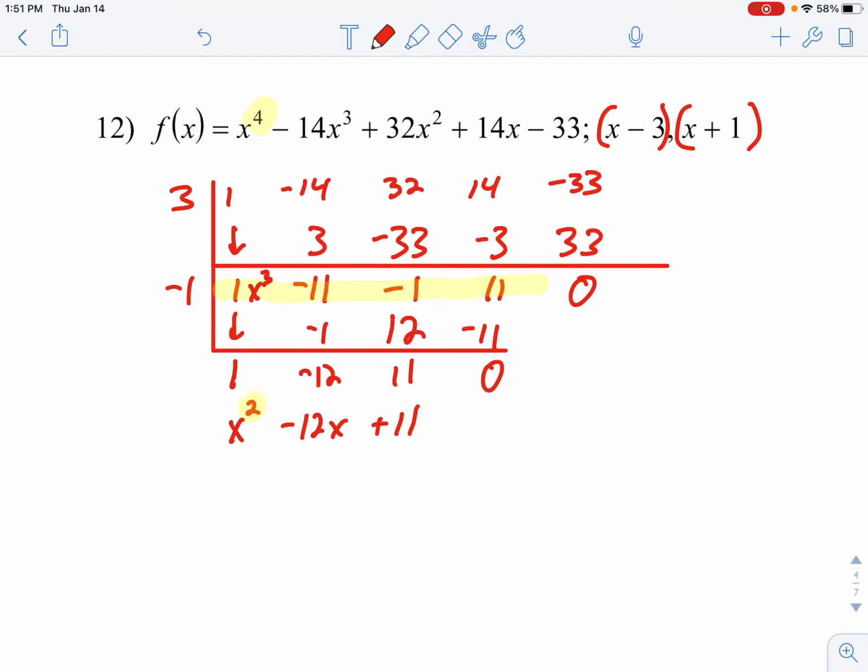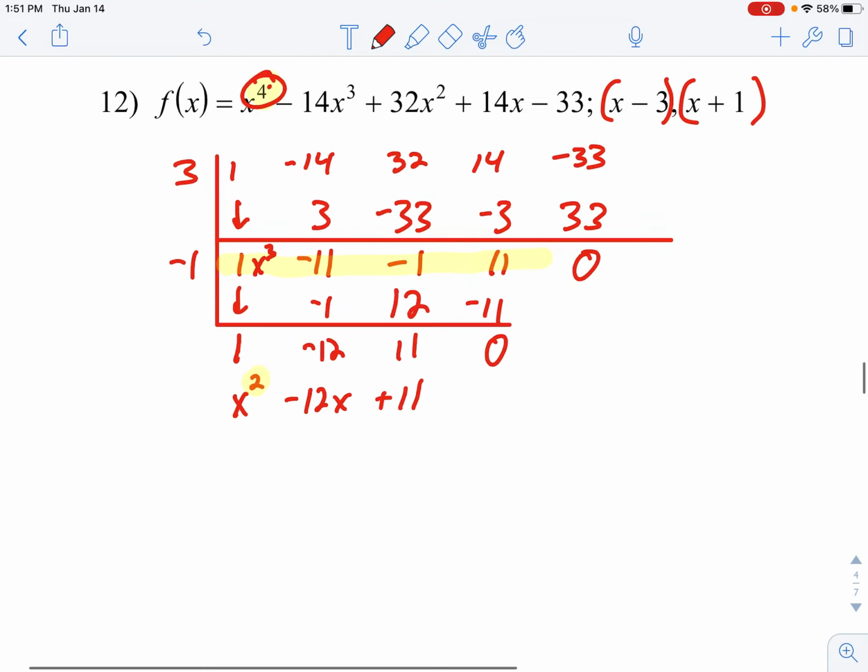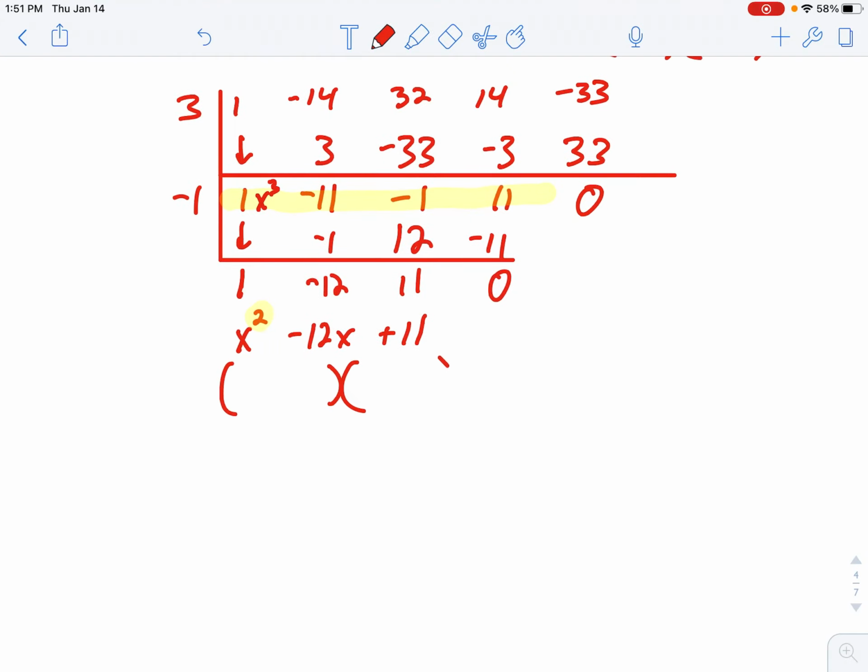So that's why we went from x to the 4th to x squared. Now I can take this and factor it, x and x. So what times what is 11 and adds up to negative 12? 1 times 11 is 11. Negative 1 and negative 11 is negative 12.